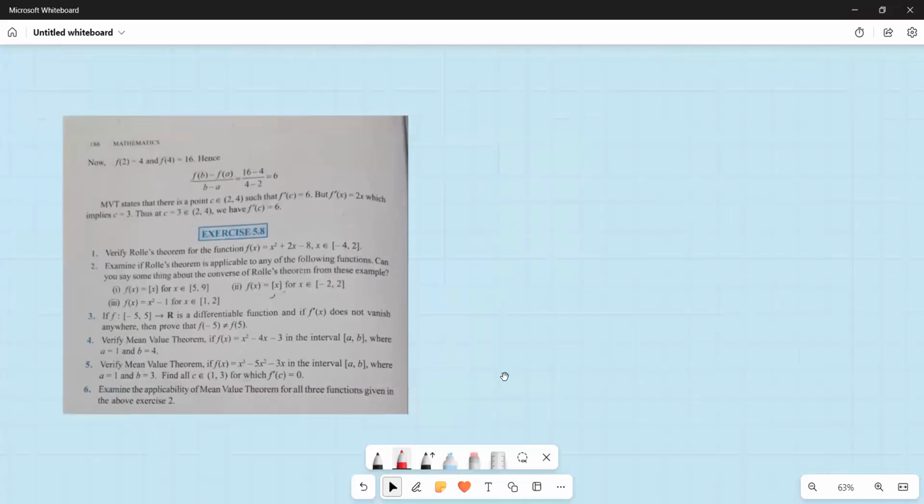First question says, verify Rolle's theorem for this. As you check, f of x is a polynomial, x square plus 2x minus 8, x is an element of [-4, 2]. It's a closed interval. So we have to verify Rolle's theorem.